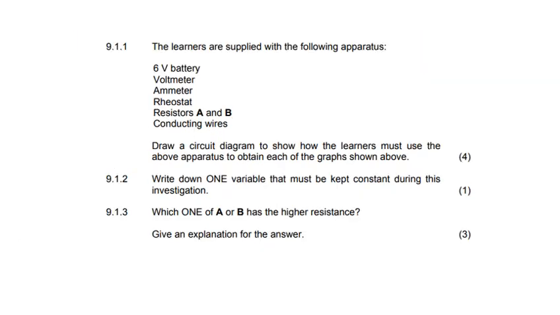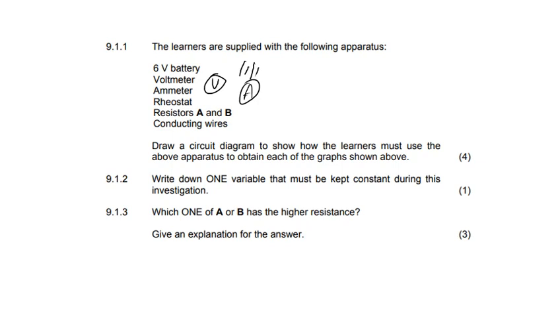Okay, so let's go to the question. They say the learners are supplied with the following apparatus: 6-volt battery, voltmeter. Then you need to know the symbols. So this is the battery. The voltmeter, you just draw a circle and V inside. Then ammeter, you just draw a circle with A inside.